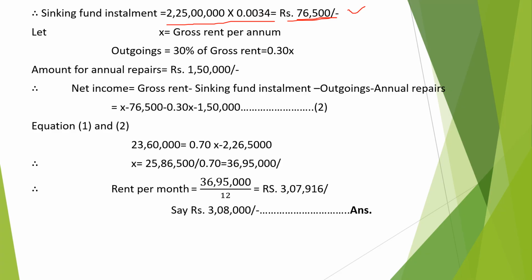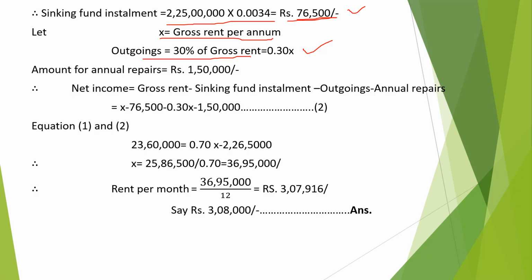Another thing is given to you: outgoings are 30% of gross rent. So let us suppose X is the gross rent per annum, so outgoings will be 30% of gross rent, which is 0.3x.